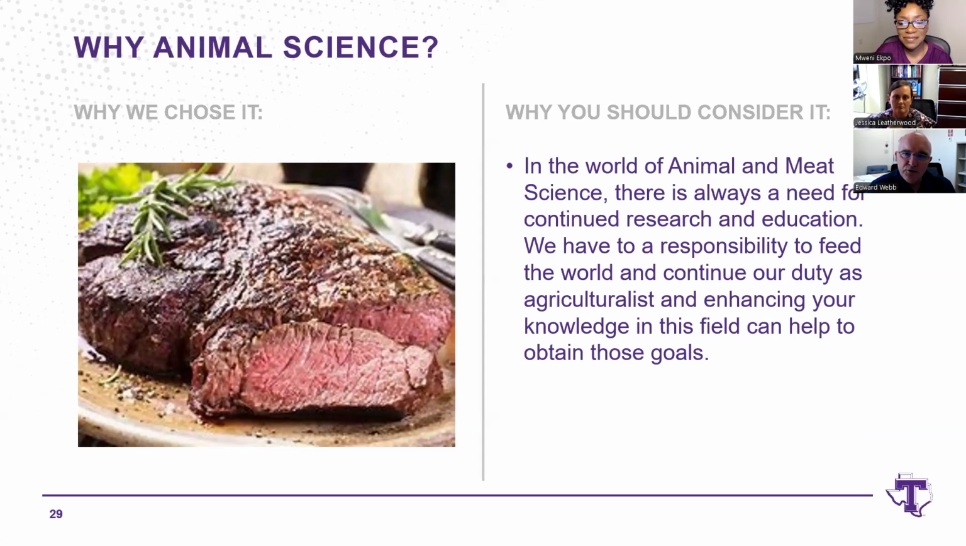So in the world of animal and meat science, there is always a need for continued research and education. We have to responsibly feed the world and to continue our duty as agriculturalists and enhancing our knowledge in this field to help obtain these goals. The highest priority of the FAO and the World Health Organization is to address the problems of hunger, nutrition, starvation. And this is where animal science fits in as a primary role player.